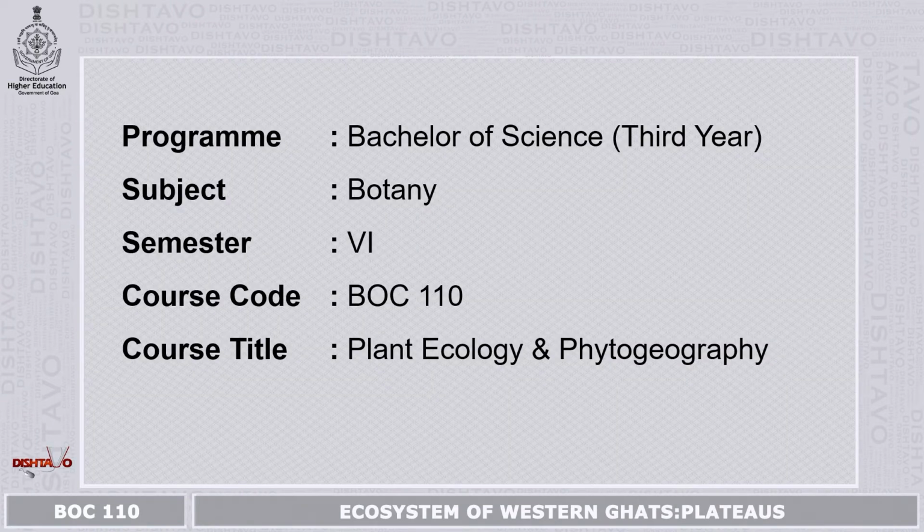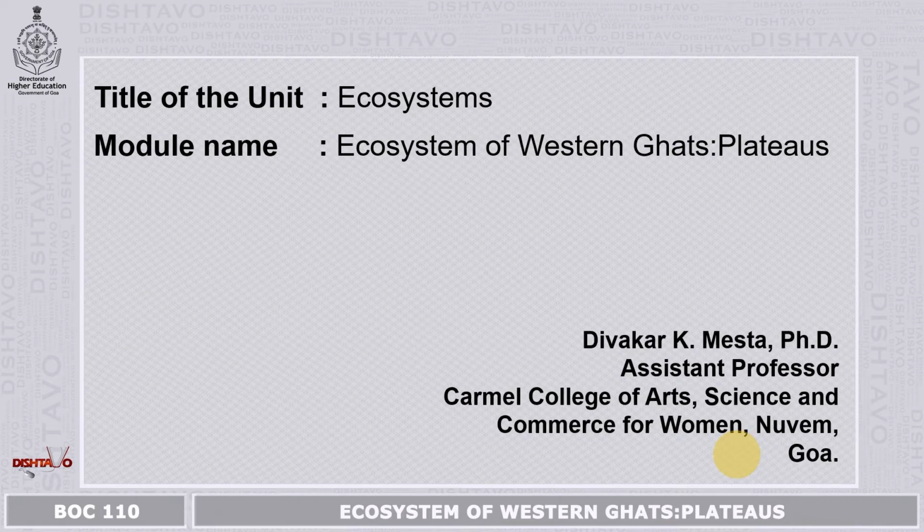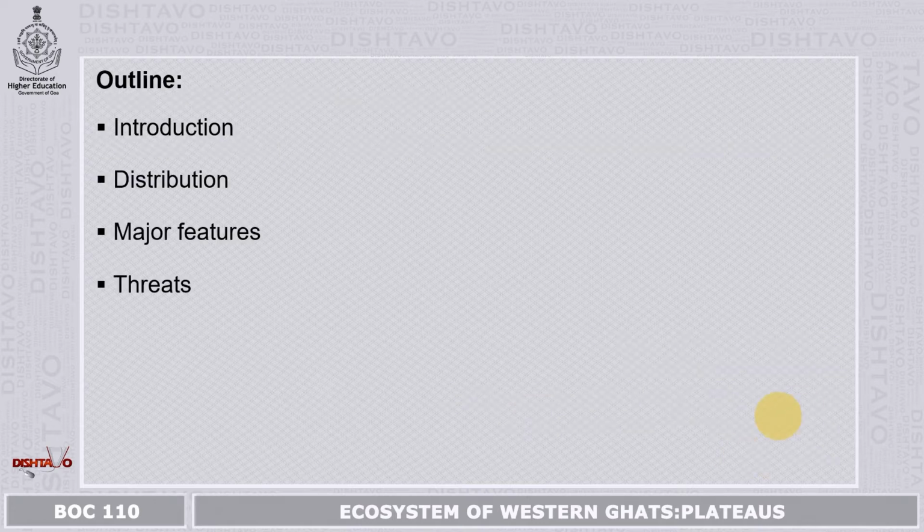The program you are learning is Bachelor of Science, 3rd year, subject Botany, semester 6, course code BOC 110, course title Plant Ecology and Phytogeography. Title of the unit: Ecosystems, module name: Ecosystem of Western Ghats, Plateaus. Broad outline: introduction, distribution, major features and threats related to plateaus.